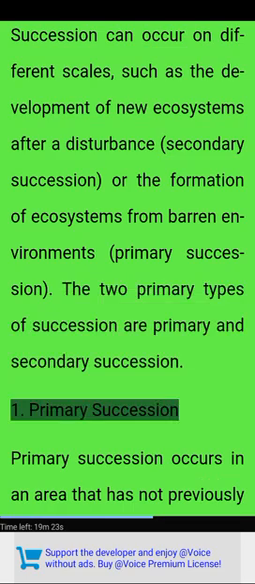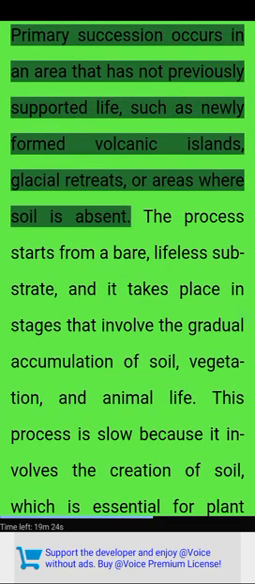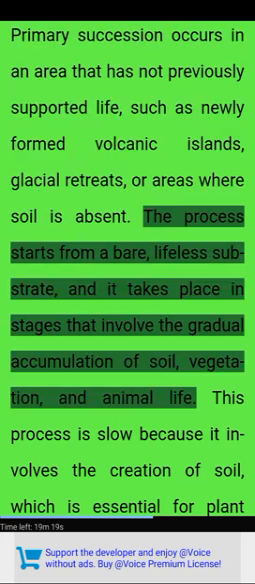1. Primary succession. Primary succession occurs in an area that has not previously supported life, such as newly formed volcanic islands, glacial retreats, or areas where soil is absent. The process starts from a bare, lifeless substrate, and it takes place in stages that involve the gradual accumulation of soil, vegetation, and animal life.